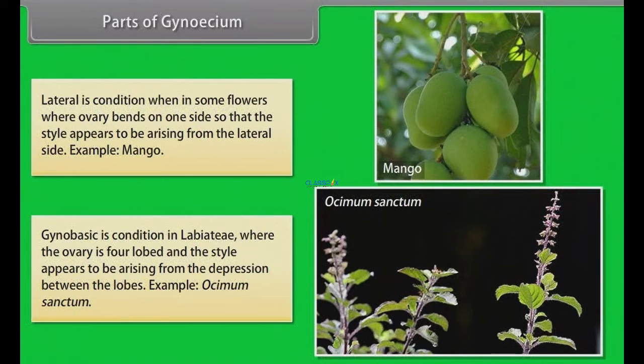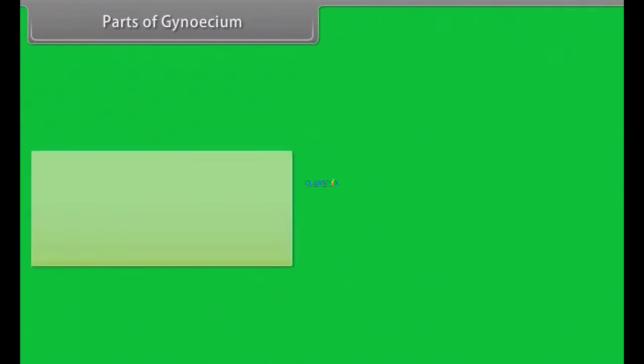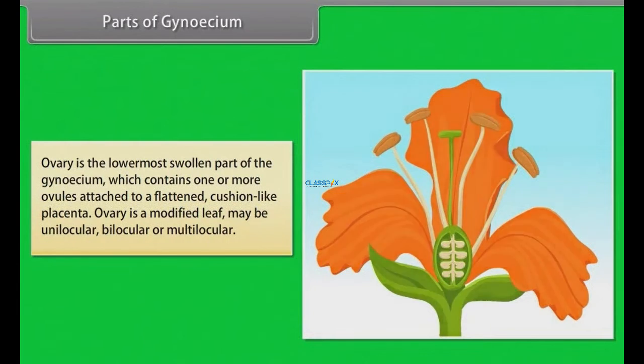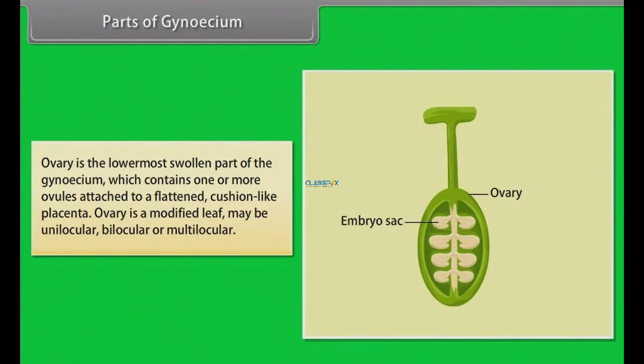Example: Ocimum sanctum. Ovary is the lowermost swollen part of the gynoecium, which contains one or more ovules attached to a flattened, cushion-like placenta. Ovary is a modified leaf, and may be unilocular, bilocular, or multilocular.